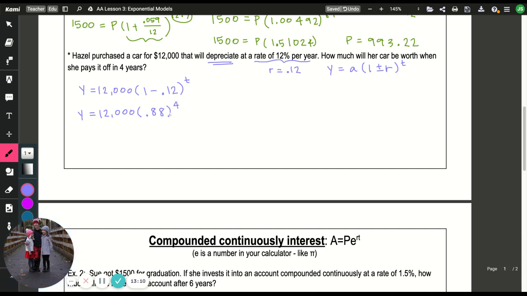Once you get it simplified like this, you should be fine using your calculator for the whole thing. So when she's done paying off her car in 4 years, it's only going to be worth a little over $7,000. So she just lost almost $12,000 in value of her car.